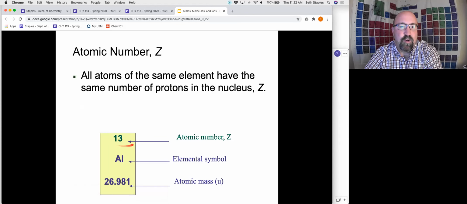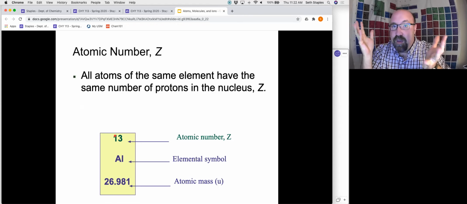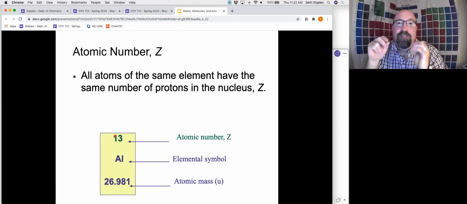Z equals 13 for aluminum. That is what makes aluminum aluminum. If an atom has 13 protons in its nucleus, it is aluminum. That is the very definition of an aluminum atom. If there's something that doesn't have 13 protons, it's not aluminum. And so every single atom in the universe that has 13 protons is aluminum. That's the definition of it.